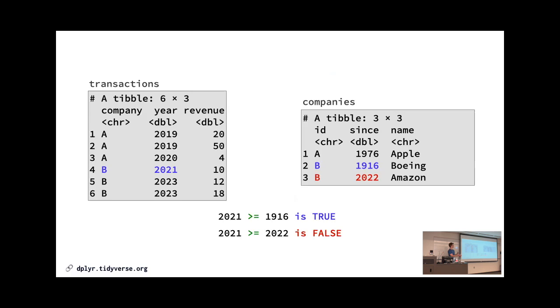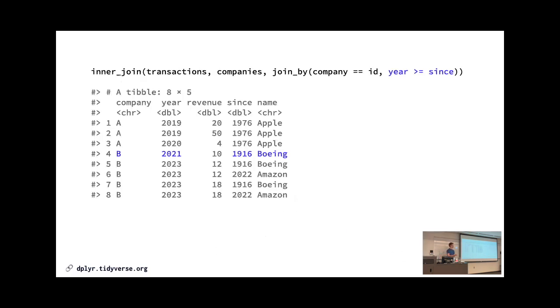So the name change hasn't happened yet, in other words, and that would eliminate that Amazon match. You could generalize this a little bit to just plug in the names instead of the columns: year greater than or equal to since. So the general idea is, maybe we could add this into our join somehow and have it understand that you want matches where company lines up with ID and year is greater than or equal to since. This is known as an inequality condition. And as of dplyr 1.1, you can now embed these directly inside of your join_by condition.